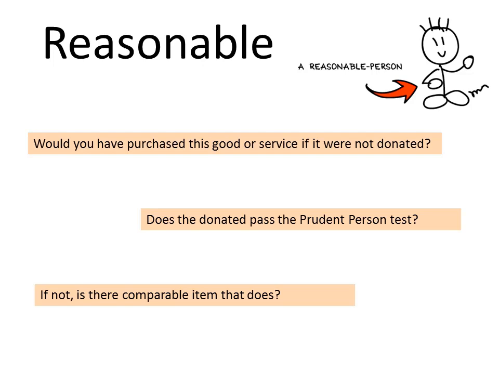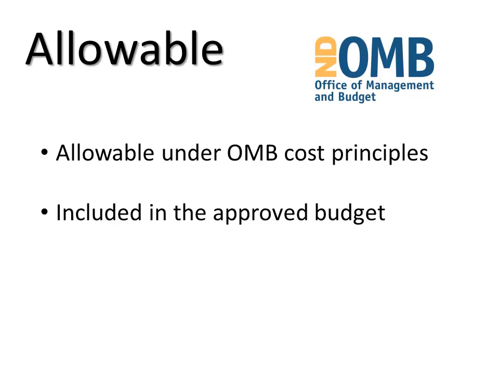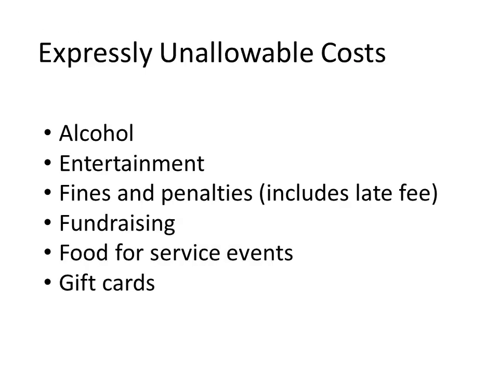Now let's look at allowable. When we say allowable, it has to abide by the Office of Management and Budget Cost Principles, and it needs to also be part of your approved budget at the beginning of your grant creation. There are expressly unallowable costs such as alcohol, entertainment, fines, fundraising, providing food for service events, and gift cards. So this is not unique to match. These are the same unallowable costs as for the AmeriCorps grant. So just to let you know that this also applies to match.